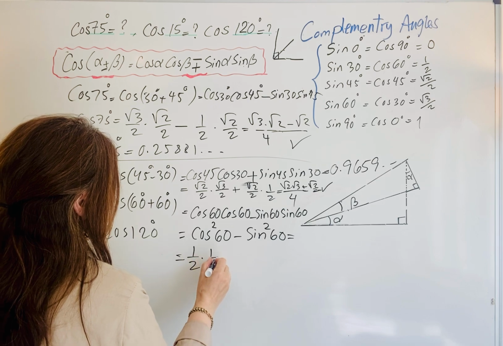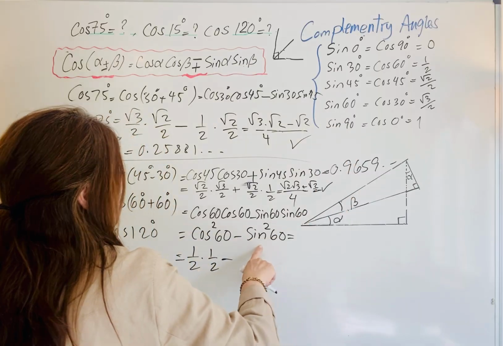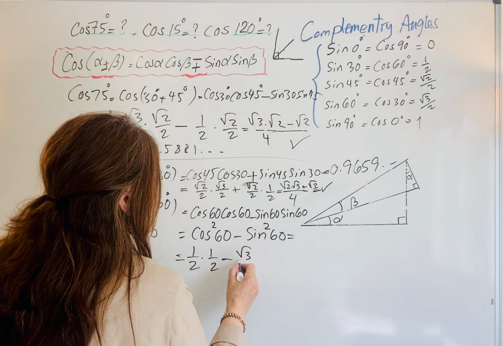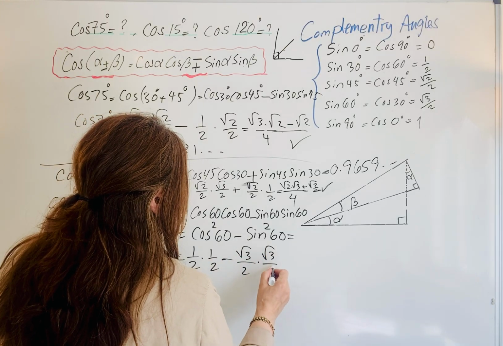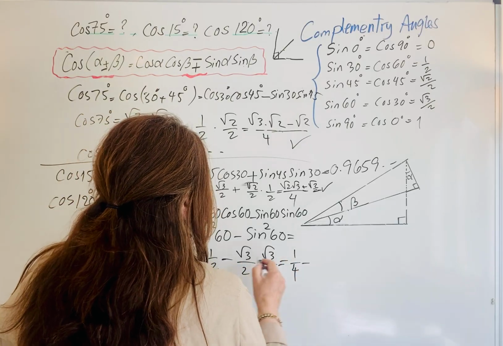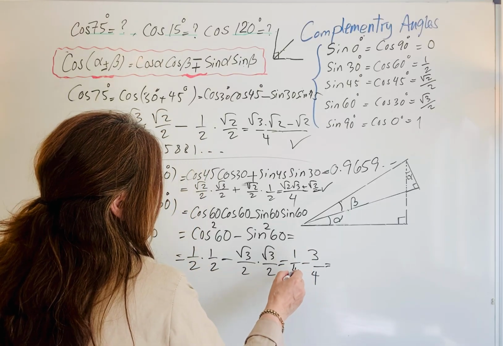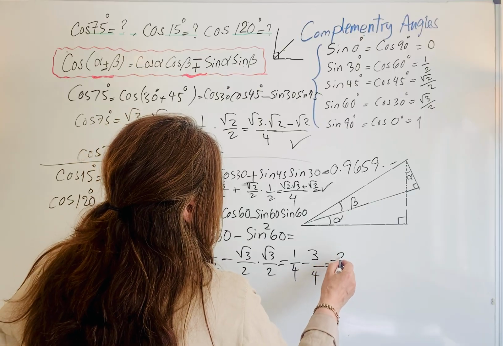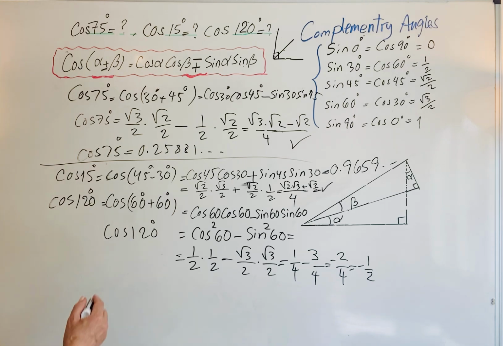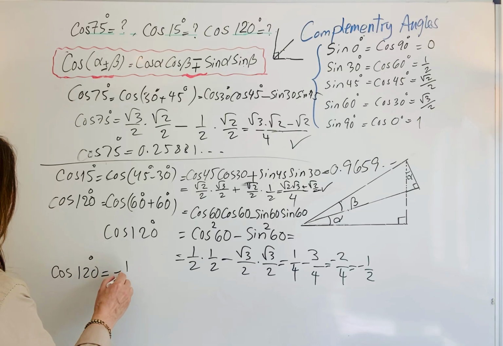Cosine of 60 is half, so half times half, minus sine of 60 times sine of 60, which is root 3 over 2 times root 3 over 2. Okay, this one is 1/4 minus root 3 times root 3, which gets 3 over 4. 1/4 minus 3/4 gets negative 2/4, negative half. Okay, cosine 120 gets negative half.